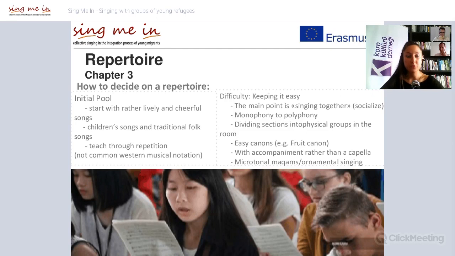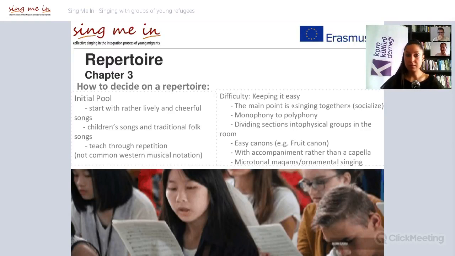How to decide on the repertoire? First of all, you have to create an initial pool. You can start with rather lively and cheerful songs, for example, children's songs or traditional folk songs. Teaching through repetition is also important, since they may not know Western musical notation and they may be holding a hard copy of a score for the first time. You should always keep in mind being easy, not giving difficult material. The main purpose here is to socialize, have fun, and sing together.